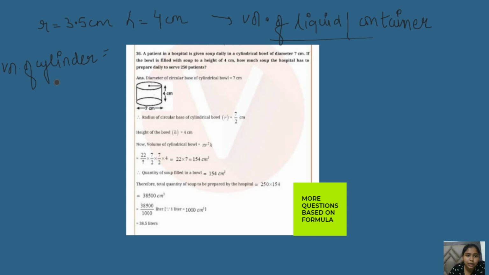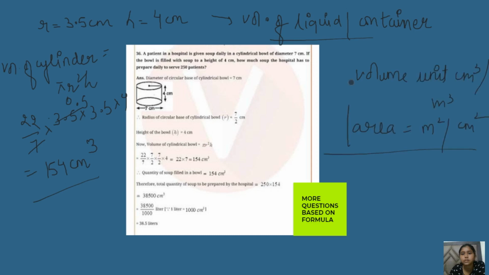Right, now pi is basically 22 by 7 cross 3.5 cross 3.5 and multiply by 4, right? So we can just cancel like this. What we get is 154 centimeters cube. In the case of volume, the unit used is centimeter cube or meter cube. In the case of areas, the unit used is meter square or centimeter square, right? I hope this is clear to all of you.